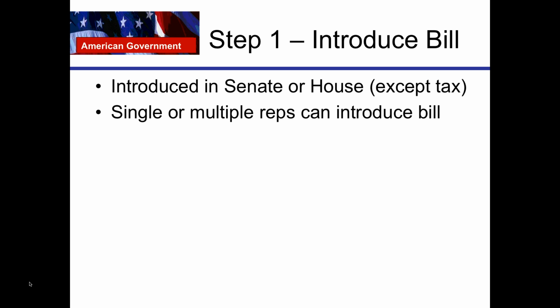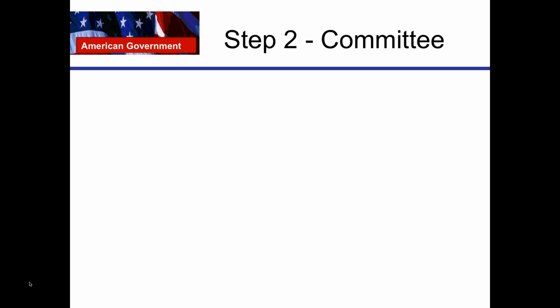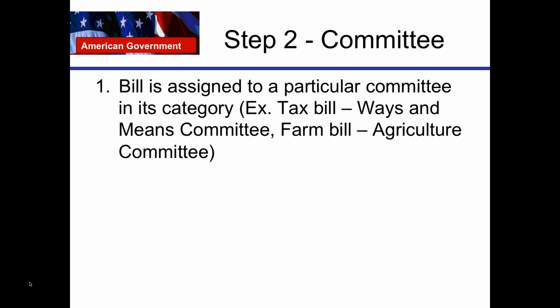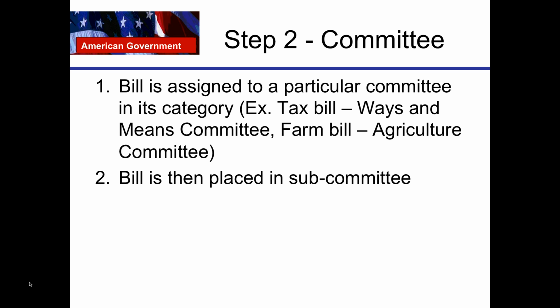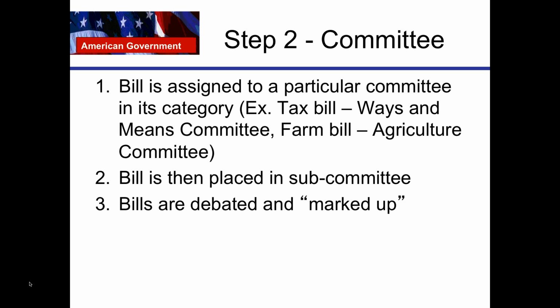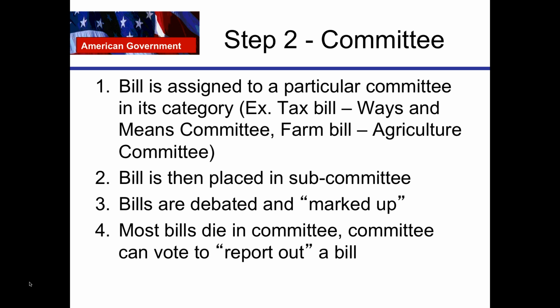So after a bill is introduced, it goes to committee. A bill is assigned to a particular committee in its category. So a tax bill is going to be assigned to Ways and Means. A farm bill is going to be assigned to the Agricultural Committee, for example. Within these committees, there are subcommittees, so the bill is placed in the subcommittee. Here, bills are debated, they're marked up, they're changed. And most bills are going to die in committee. That's important to remember.